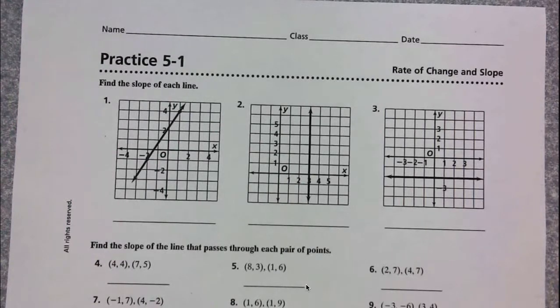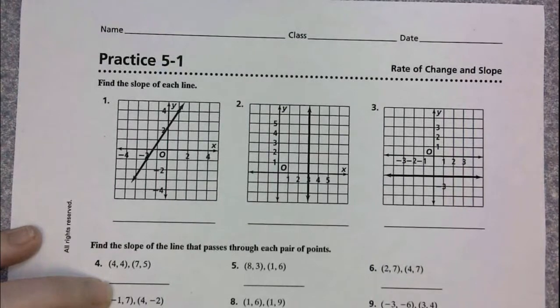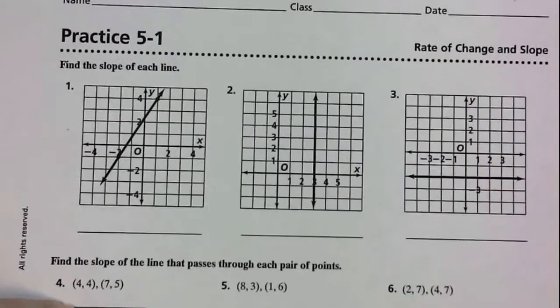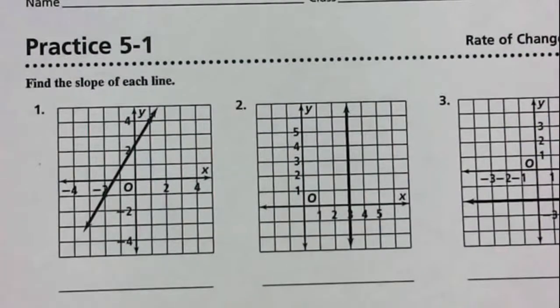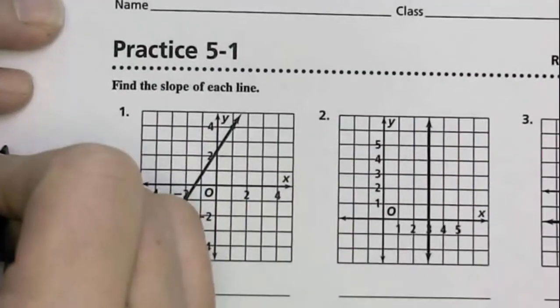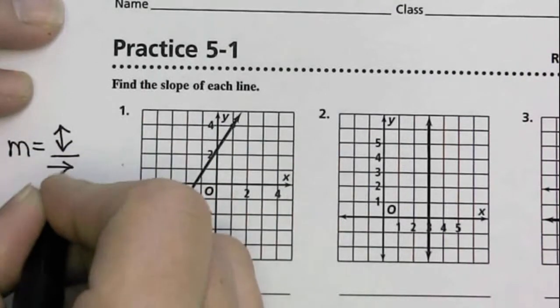First thing we want to do to find the slope of a line from a graph, and let me zoom in here, is we want to pick two clear points on the graph. And then we're going to count because slope is our up and down over our left to right.